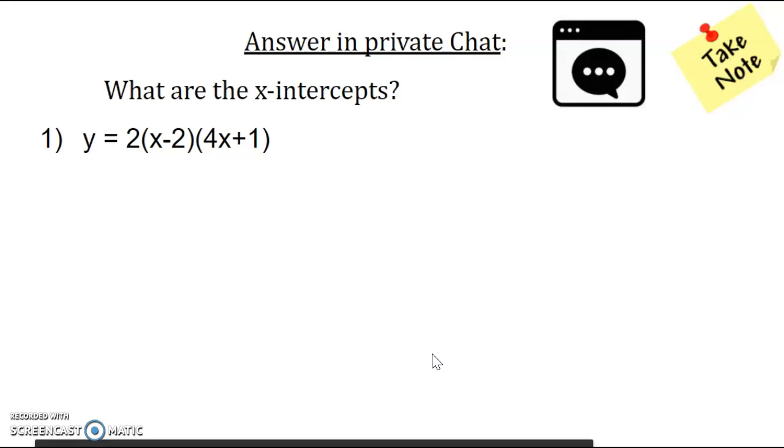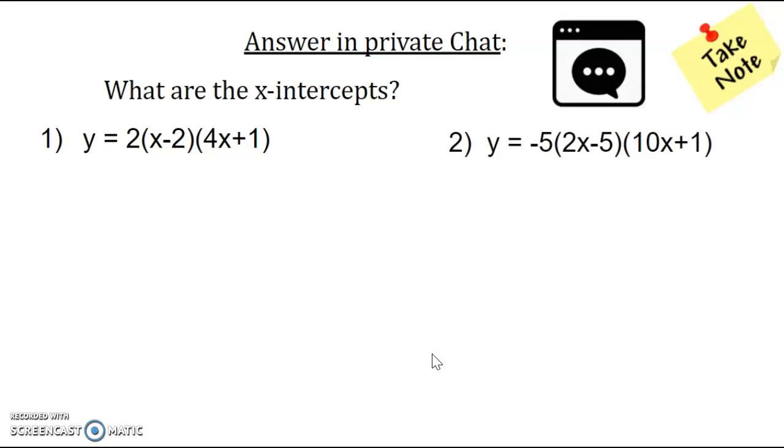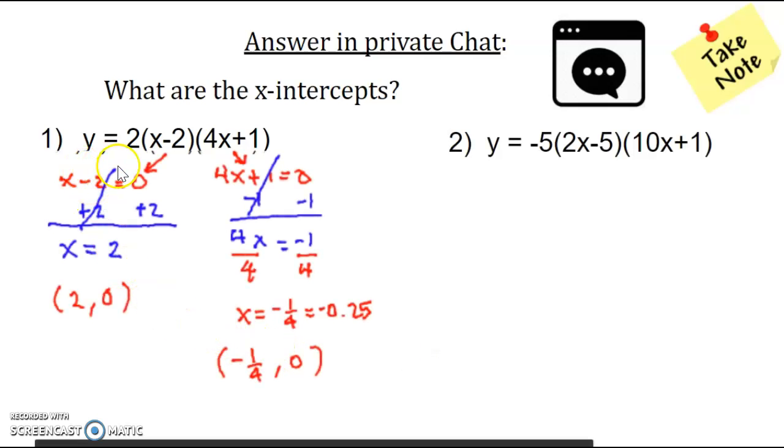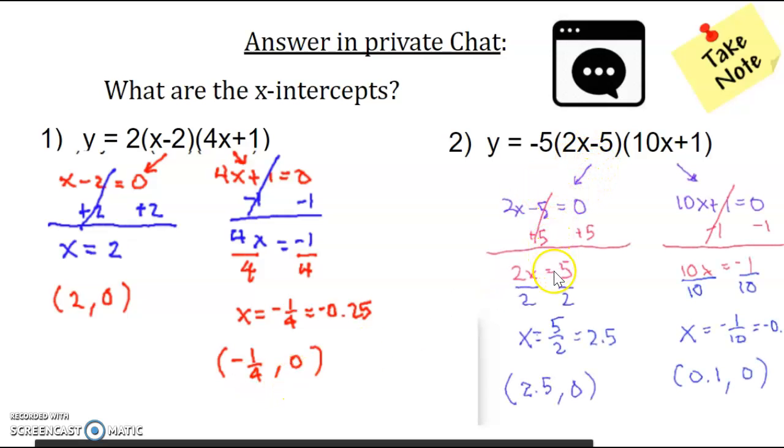Then we went on to say, what are the x-intercepts? Identify the x-intercepts in both. Please pause the video and see if you can identify them yourself. Again, you look at the two factors. The expression inside the first parenthesis, you set equal to 0, because we know that y is going to be 0 for an x-intercept, or 4x plus 1 is equal to 0. Then you solve and you get your first x-intercept to be (2, 0), or (negative 1/4, 0).